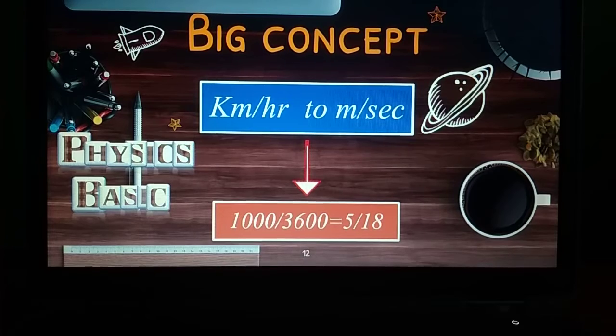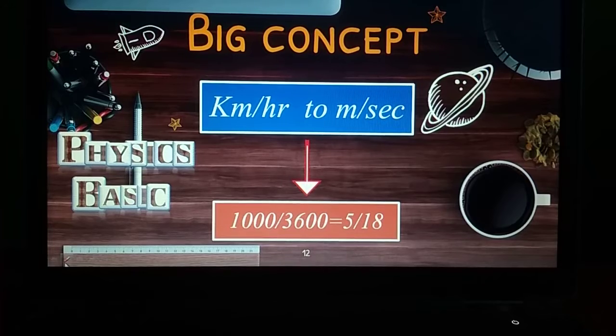1 kilometer is equal to 1000 meters and 1 hour is equal to 3600 seconds. So whenever you are given any unit in kilometer per hour and you have to convert it into meter per second, you simply multiply that value by 5/18. Clear?